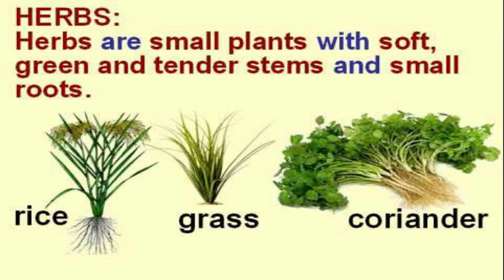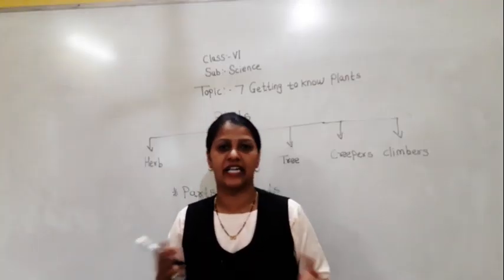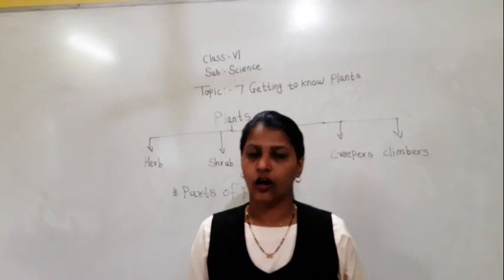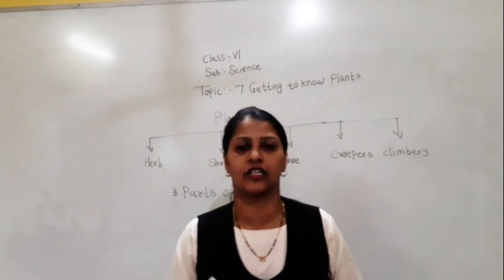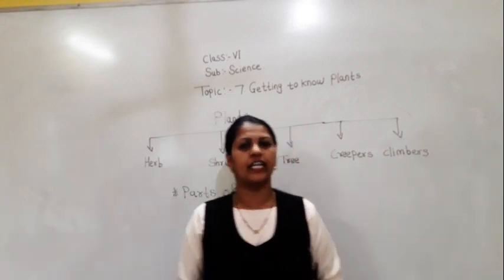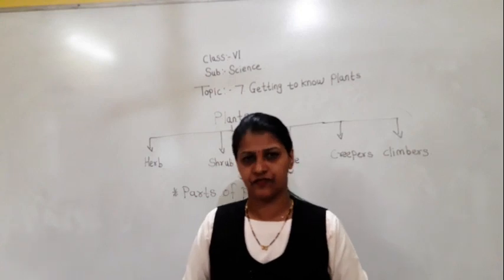They have green leaves. What is the color of the leaf? It is green and it is very thin. The stem is also thin and soft. The tomato plant may not have many branches. They do not have a lot of branches. Are you getting me? And the lifespan, the living period of the tomato plant, is very short. It has a very short lifespan.